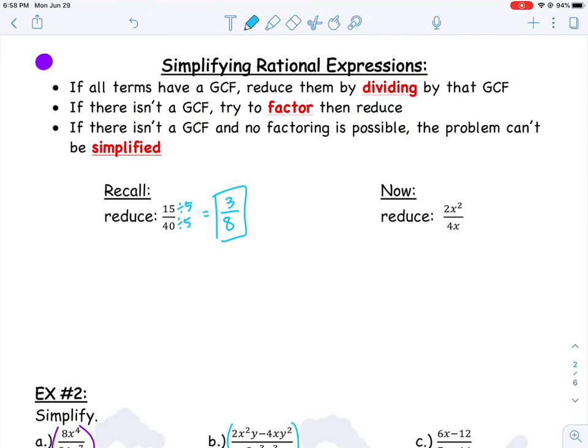Let's go ahead and divide both the top and the bottom by a 2 and an x. That's my greatest common factor. If I divide the top one by 2x, I end up getting just an x left. If I divide the denominator by 2x, 4 divided by 2 is 2, and if I take out the x's, then I have left just an x over 2. That would be the simplified version of that rational expression.